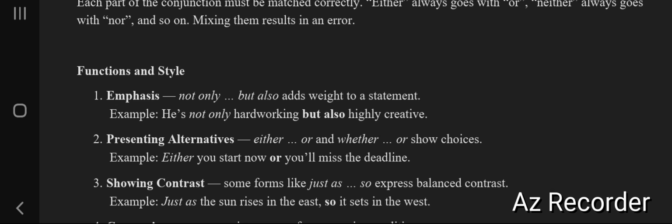Functions and style. Correlative conjunctions are useful for several purposes. 1. Emphasis. Not only...but also adds weight to a statement. Example: He is not only hardworking, but also highly creative. 2. Presenting alternatives. Either...or and whether...or show choices. For example, either you start now or you will miss the deadline.